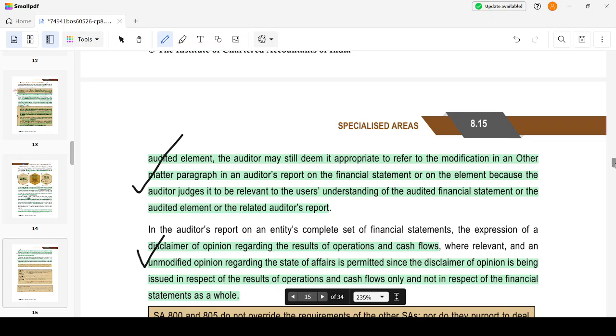Okay. Let's assume a situation where the auditor has disclaimed an opinion only with respect to the operations and the cash flows, but my individual element being audited is state of affairs. Can I give an unmodified opinion in that case? The answer is yes, because he has disclaimed only with respect to the operations and cash flows and not on the complete set of financial statements, and I am giving an opinion on the state of affairs which is not related to each other. So still I can give an unmodified opinion there.